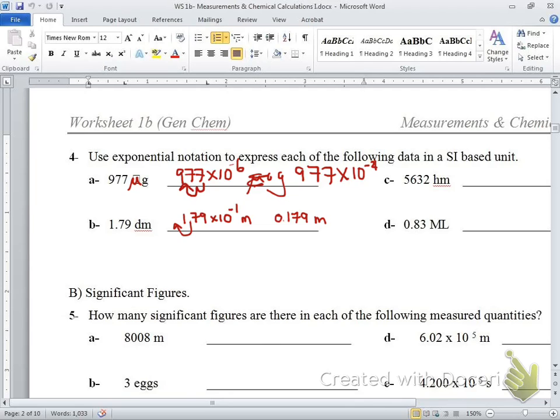So, how do you know how many places to move the decimal over? Because in scientific format, you always want the decimal there, between the first two numbers. Okay? It's always between that first and second place, yeah.